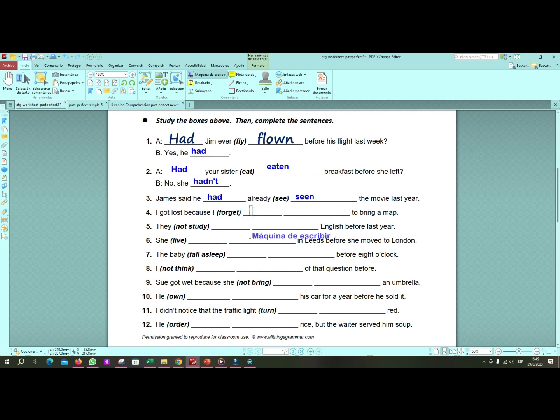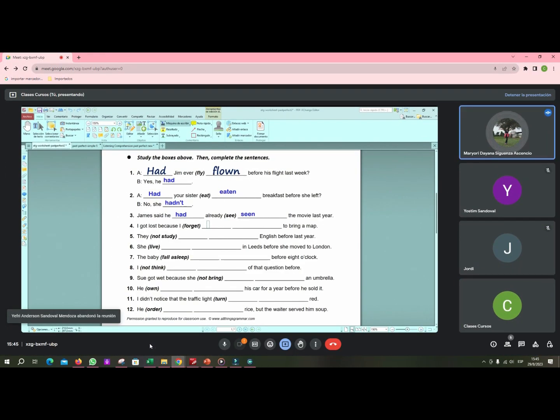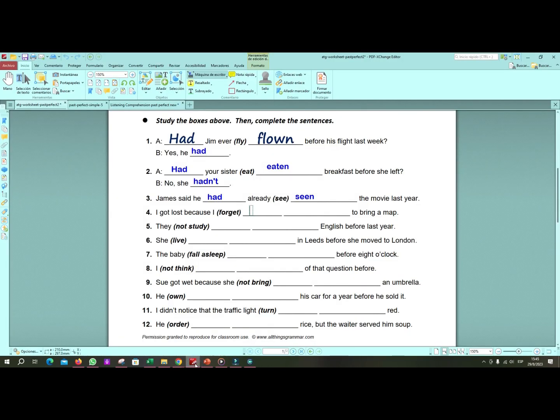Marjorie, number 4. I got lost because I forget to bring a map. Which could be that, Marjorie? Had, okay, had, right? I had. So here you have forgotten, right? Forgotten. That would be the past participle there. So I got lost because I had forgotten, right, to bring a map. Nice. Thank you, Marjorie. That's great.